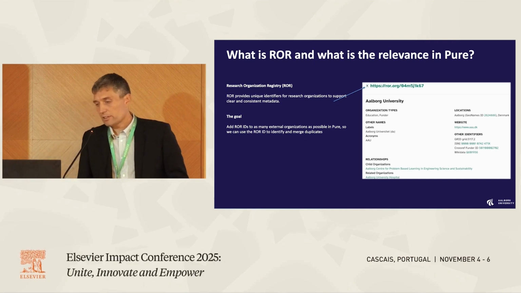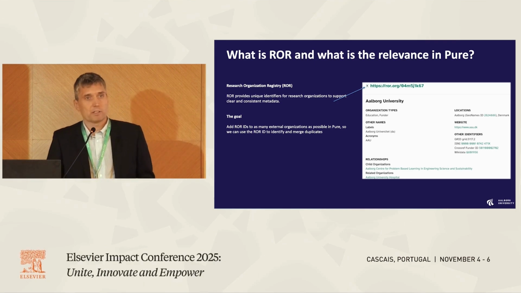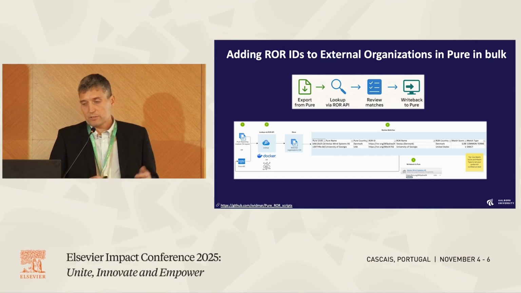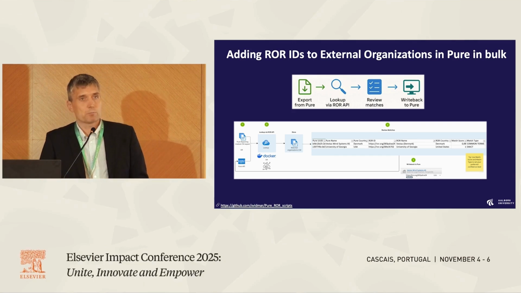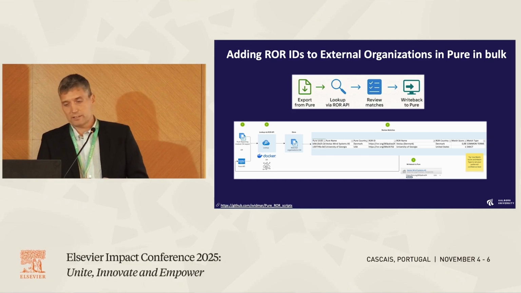So the goal here is to add this ROR ID to as many external organizations in Pure as possible, because we can then use that ID to identify duplicates and merge these. So this is a collection of scripts which basically facilitate that.